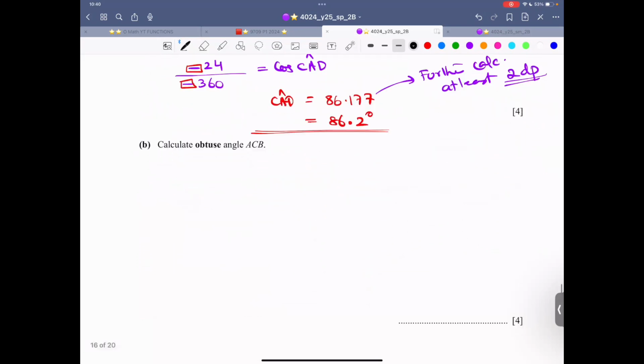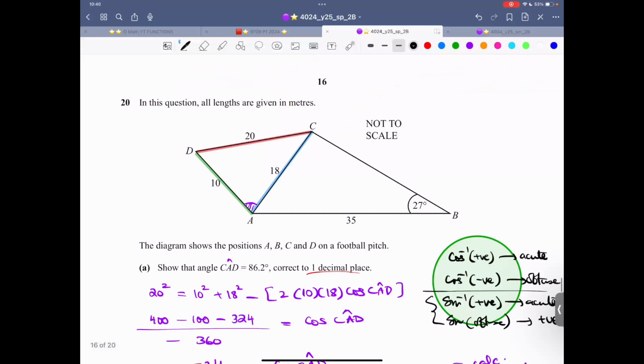This thing is done. Actually, this page. Calculate the obtuse angle ACB. So now I'm interested in ACB. Let me highlight this. That's one length. Then there is this dark length over here. Something like that. And now I'm interested in ACB, this angle. Now, this angle is opposite 35. 27 is opposite 18.